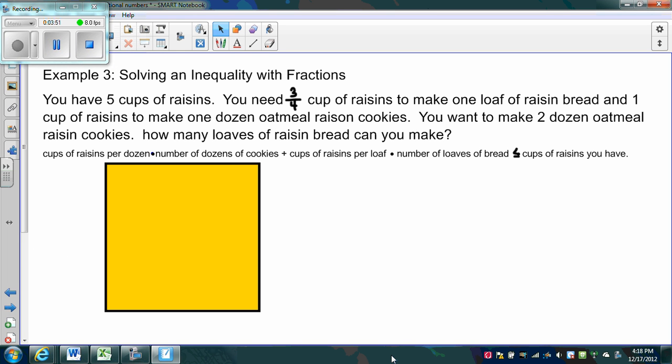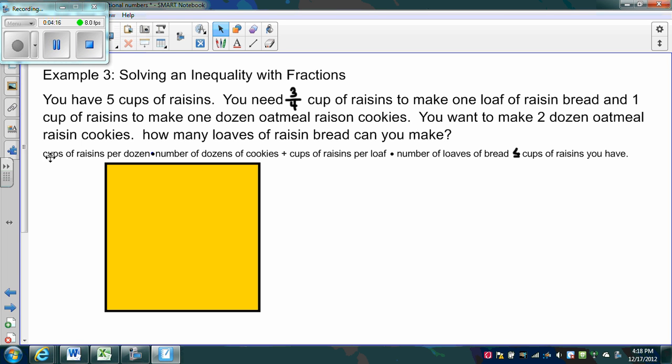So, example 3. This is solving an inequality that has fractions. So, you have 5 cups of raisins. You need 3/4 cup of raisins to make 1 loaf of bread, and 1 cup of raisins to make 1 dozen oatmeal raisin cookies. You want to make 2 dozen of those oatmeal cookies because they are delicious. How many loaves of raisin bread can you make?